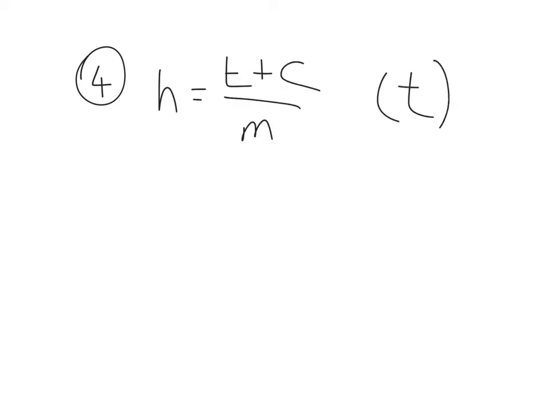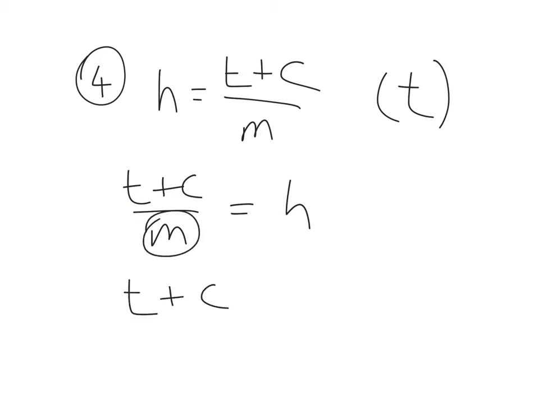Example 4. We've got H equals T plus C over M. I'm going to change the subject of the formula to T. Swap sides, T plus C over M equals H. Now, first of all, we can get rid of divide by M by timesing by M. Now we can get rid of plus C by taking away C. T equals HM minus C.